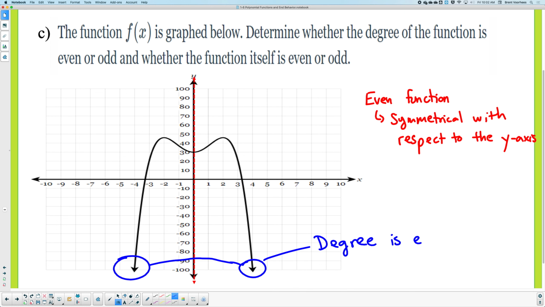Remember, degree just means the highest power. It doesn't mean the other powers have to be, but the degree is even since these are both going to negative infinity. Since both, I'm going to go ahead and write the limit here. Lim f of x equals negative infinity, both when you go left and when you go right. For the sake of time, I'm going to do it this way. Both when you go to the left and when you go to the right, the graph goes down. That means the degree is even.